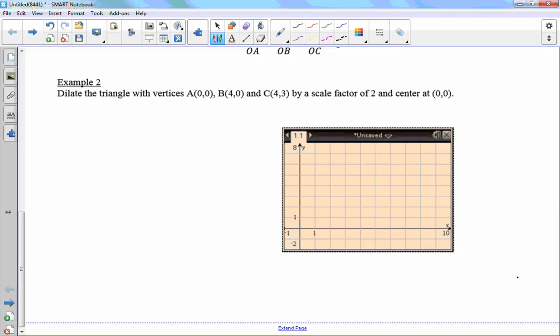This one's really nice too because the center of dilation is actually on the triangle. So, using the graph, we're going to draw our triangle. A is at 0, 0. So go to the origin, go to point, and put A. Plot it, please. B is 4, 0. 4, 0, remember, means they come on the x-axis. 1, 2, 3, 4. Label that B. And C is 4, 3. So 4 over, 3 up. C, and connect them, and there's a triangle.